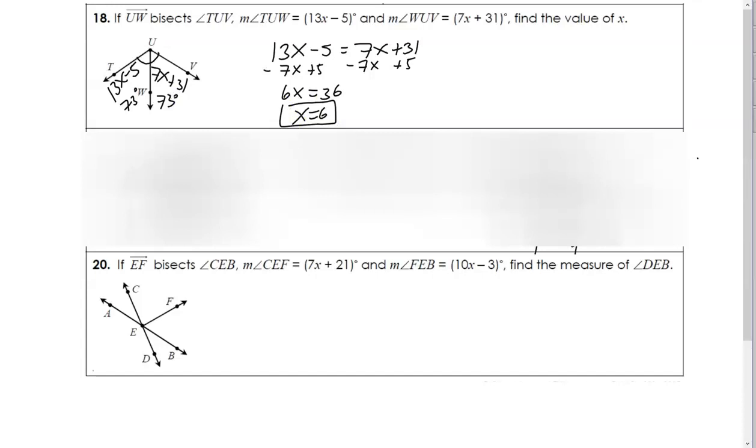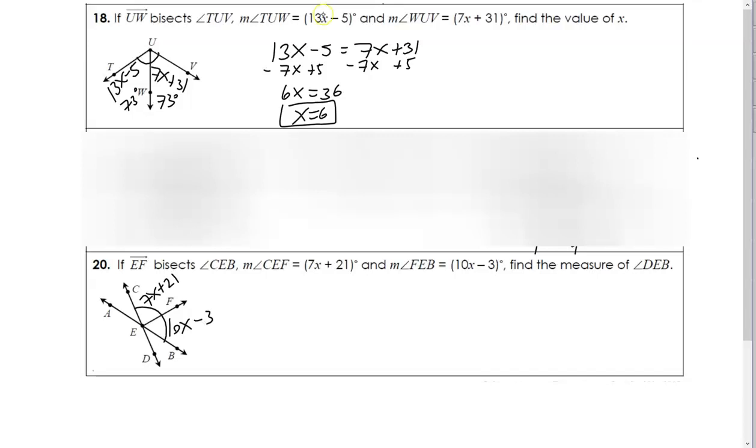Next, we got number 20. If ray EF bisects CEB, making 2 equal angles, the measurement of CEF is 7x plus 21, and a measurement of FEB is 10x minus 3. Find the measure of DEB. So we actually have to find the measurement of DEB. All right, I think we can do this.